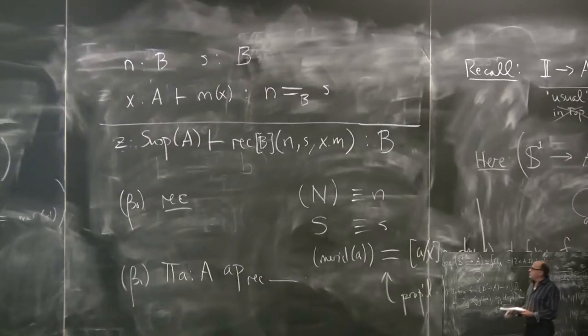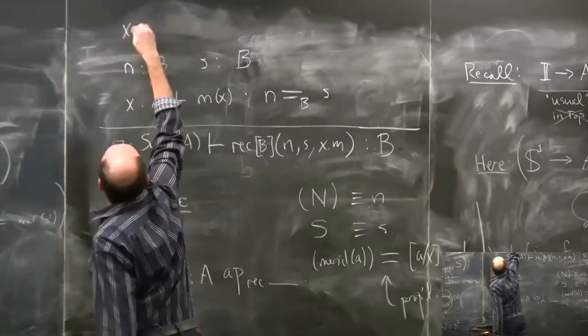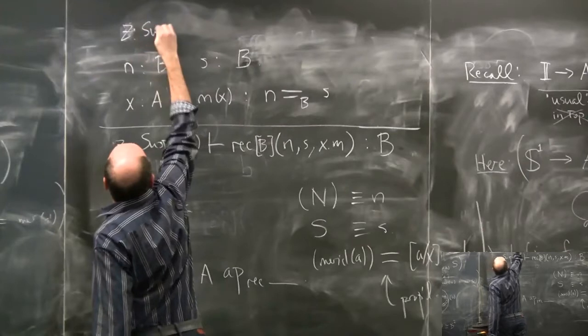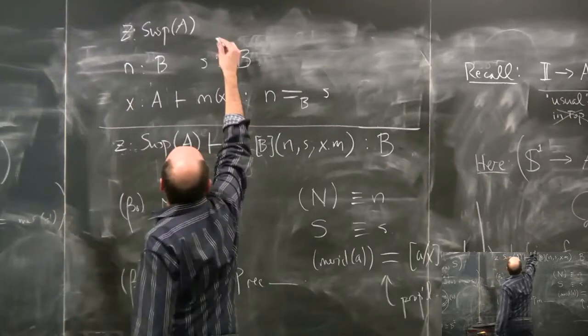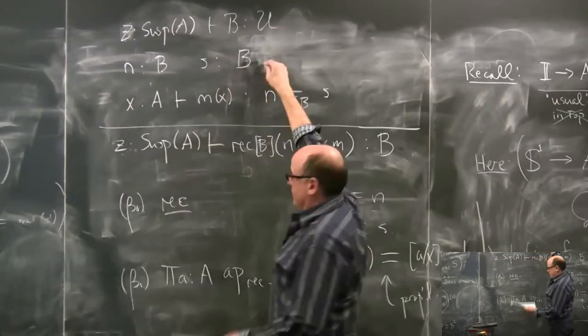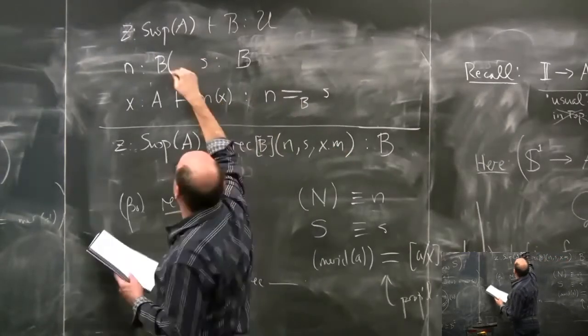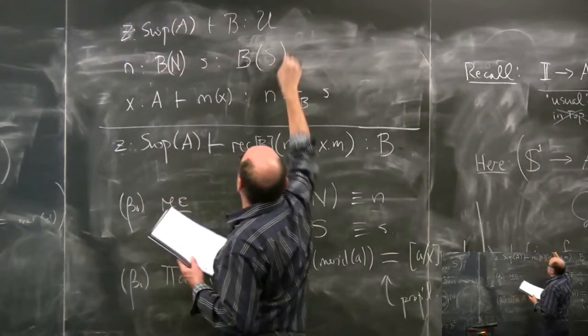And then there's also suspension induction, which says, I'll do it in place, if we have a Z in sus of A, and B is a type, then what we're going to do is demand that north be true of B of N. This would be B of S.